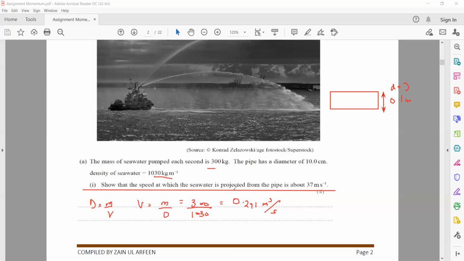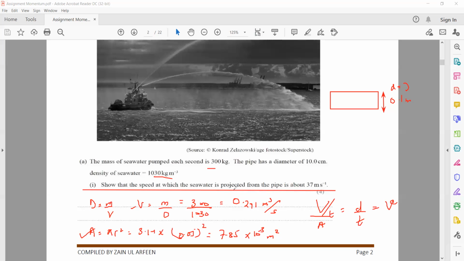Then using the diameter, we'll work out the area. So area is equal to pi r squared. Pi is 3.14 and the radius is half of the diameter, so 0.05 squared. This will give us 7.85 times 10 to the power minus 3 meters squared. That is the area. So we have the area and we have the volume. How can we find the speed? Basically the volume flow divided by area gives distance divided by time, and distance divided by time is equal to speed.